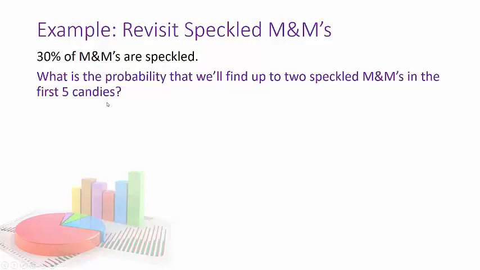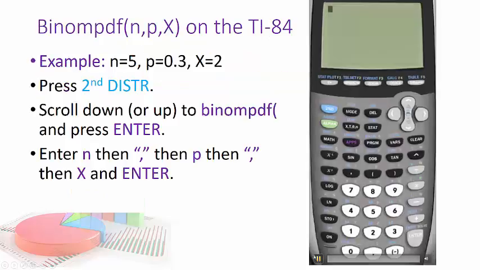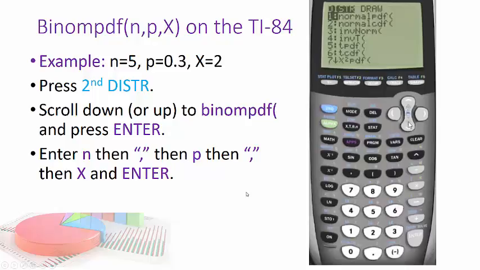Let me go ahead and press enter, and basically it will give you your number. So here it is again. Go to Binomial PDF and then press 5, comma 0.3, comma 2. Enter. And I got the same answer as I did before.